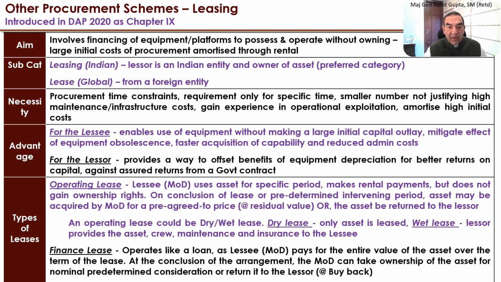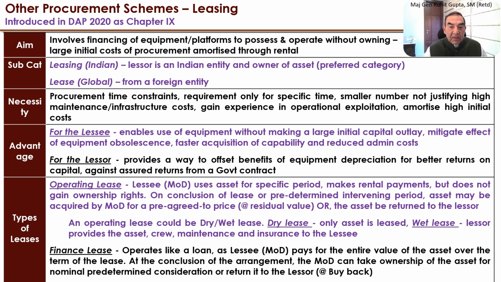For the lessor, which is providing the equipment, it provides a way to offset benefits of equipment depreciation for better returns on capital and is assured returns from a government contract. Keep in mind, capital procurement takes place over a long period of time and the gestation period is very long. If you're able to lease it to the government of India, you can offset your costs of production of it in a faster amount of time.